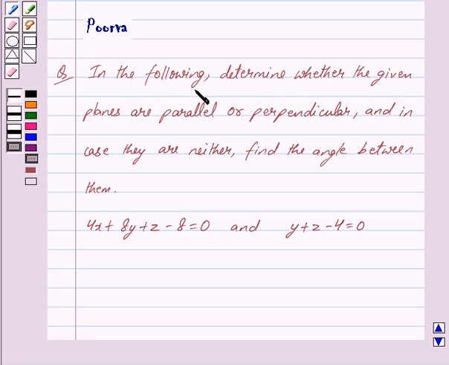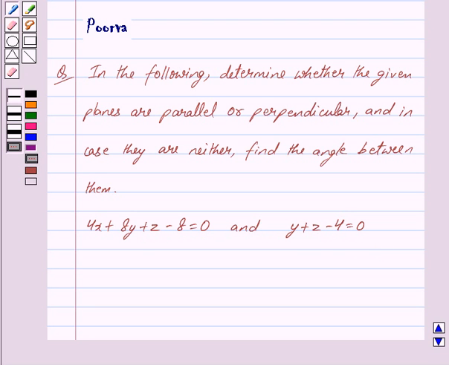In the following, determine whether the given planes are parallel or perpendicular, and in case they are neither, then find the angle between them. The planes are 4x + 8y + z - 8 = 0 and y + z - 4 = 0.